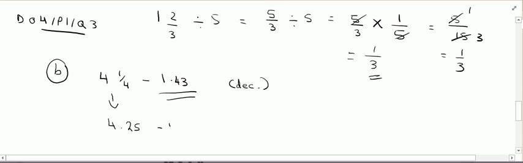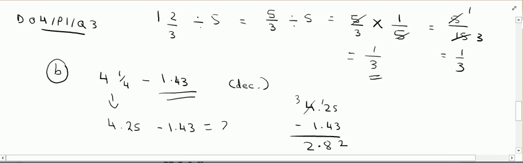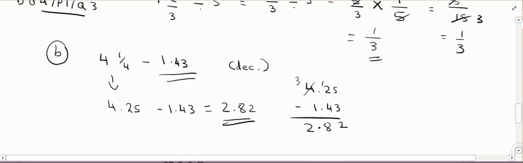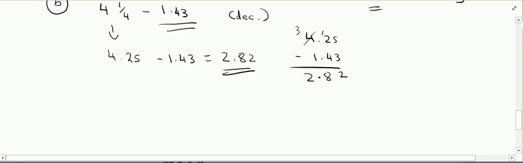So we can write it as 4.25 minus 1.43. Now if I subtract 4.25 minus 1.43, 5 minus 3 is 2, and then cancelling it and making it 3, this will be 12. 12 minus 4 is 8, putting a decimal, and 3 minus 1 is 2, so it will be equivalent to 2.82. So in this video we have solved 3 more past paper questions and discussed what a rational and irrational number is.